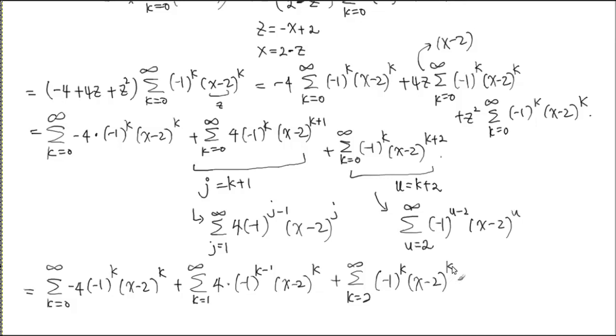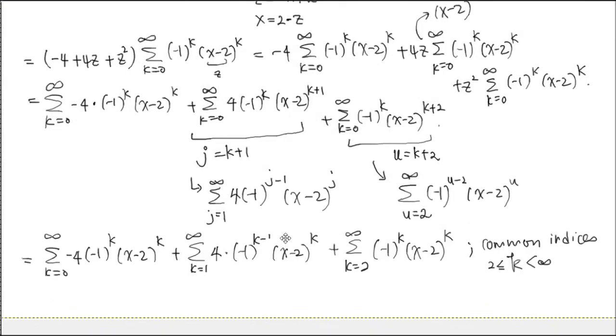All are exactly in terms of x minus 2 to the kth. So you can bring them all together over a common index. So what was the common index of all three? This one starts from 0. This one doesn't start from 0. It starts from 1, right? This one starts from 2. So 2 to infinity is the common index. Is that right? We can only put them together for 2 to infinity. Whatever is not belonging to the common index, we have to write it separately.